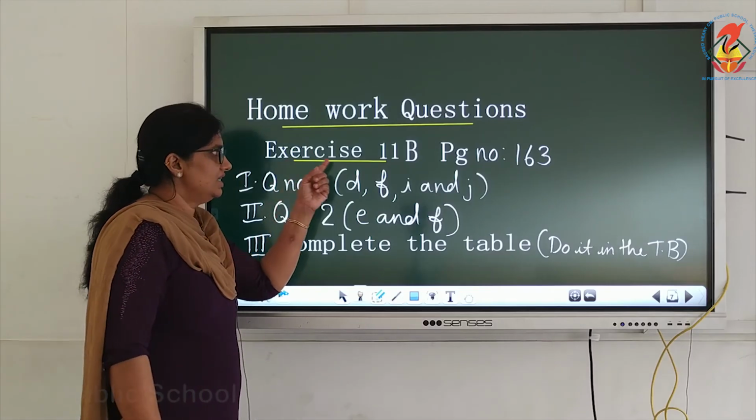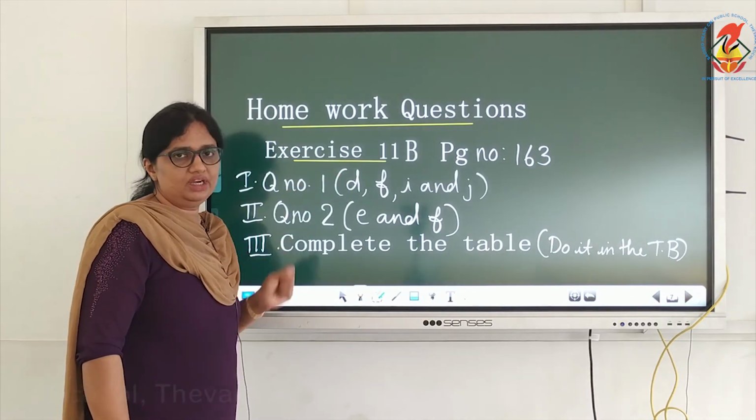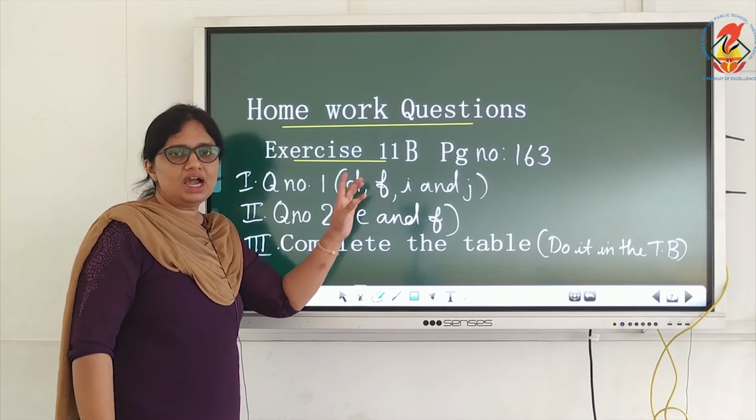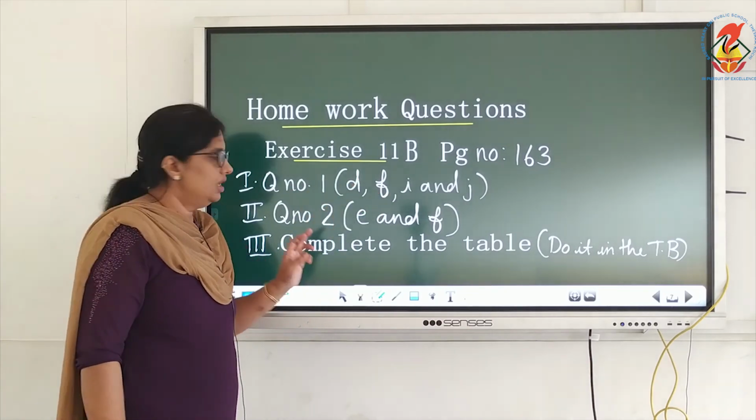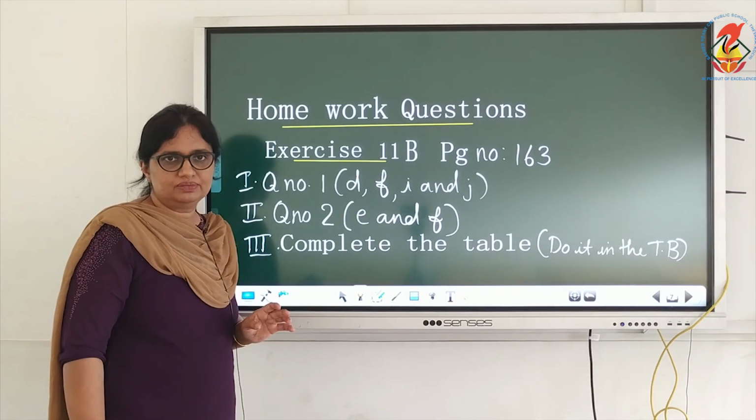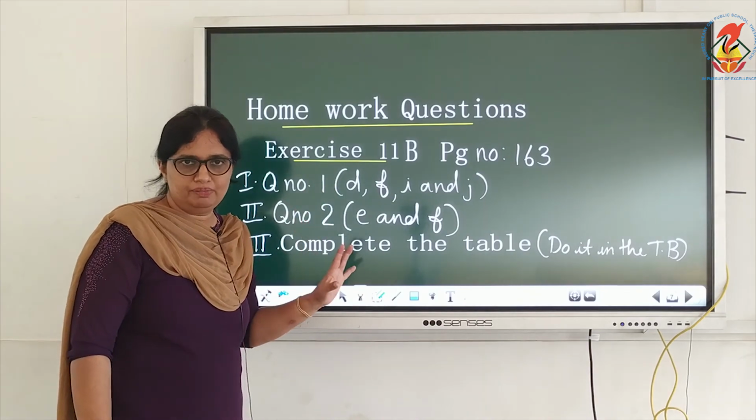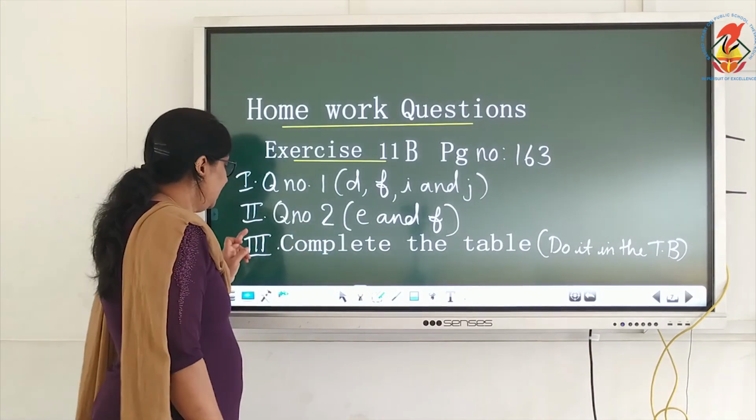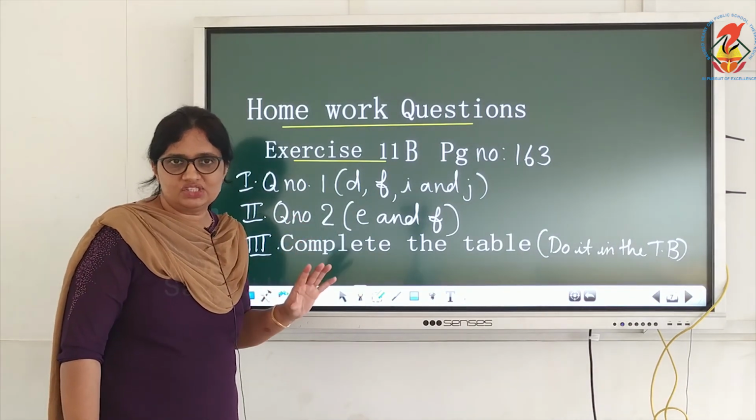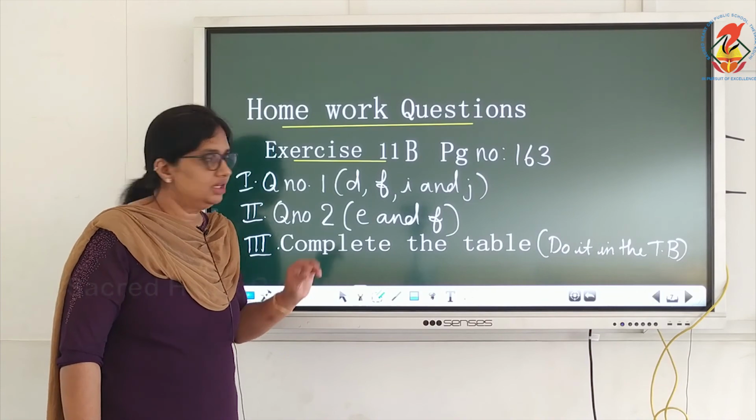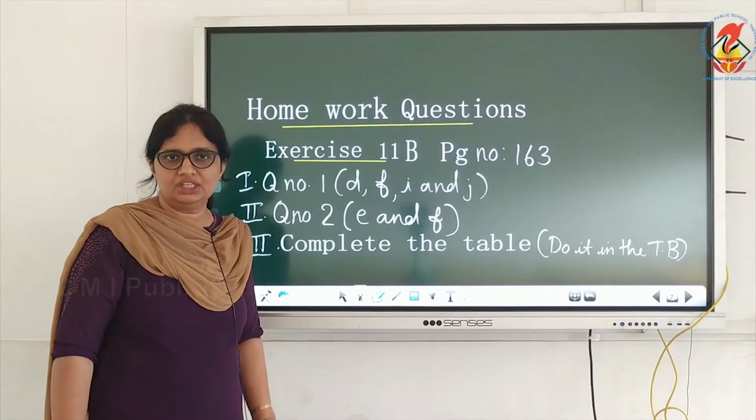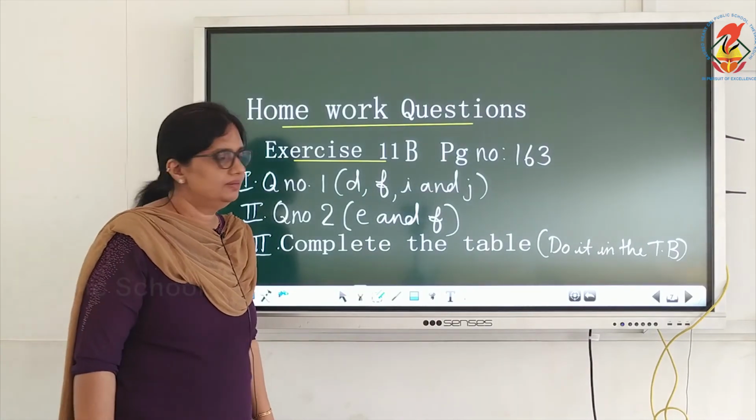After that, I will give you some homework also. Homework questions. Exercise 11B, page number 163. Question number 1, D, E, I and J. Okay. And question number 2, E and F. That also you need to do in the notebook. Okay, and the next one, question number 3, complete the table, that you have to do in the textbook only. Is it clear, children? These two questions you need to copy to the notebook, and this one you need to do in the textbook only. Okay, thank you.